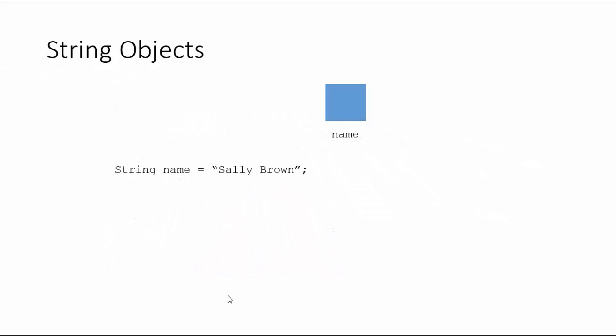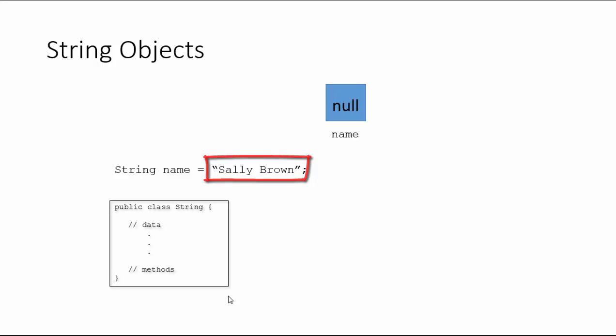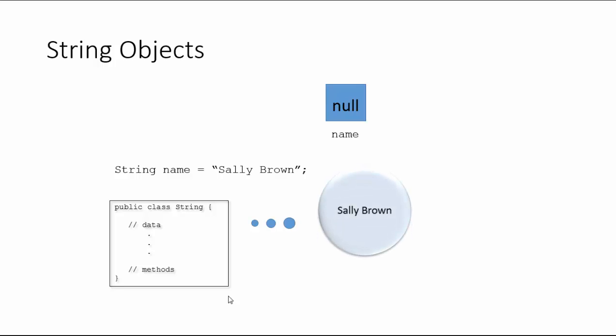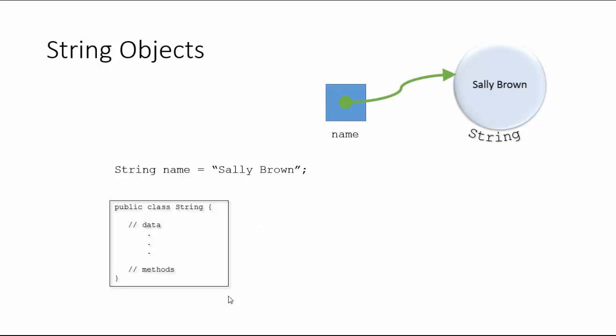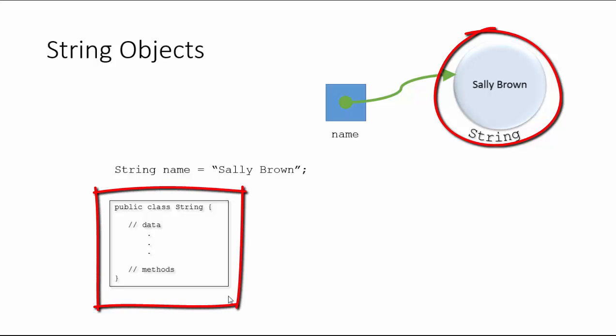A reference variable called name is created of type string and is initialized with the null value. The expression on the right is executed, which finds the string class and it creates the string object. The object is placed into memory and its address is placed into name. The name reference variable contains the address to the string object. This string object contains all of the methods defined within the string class.